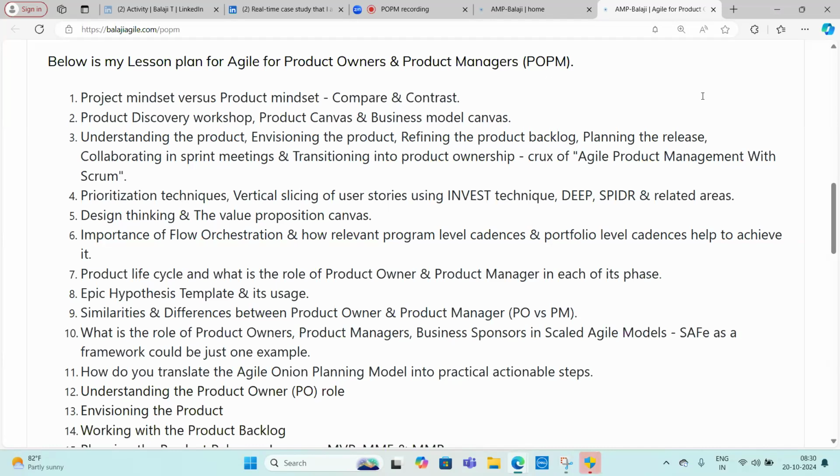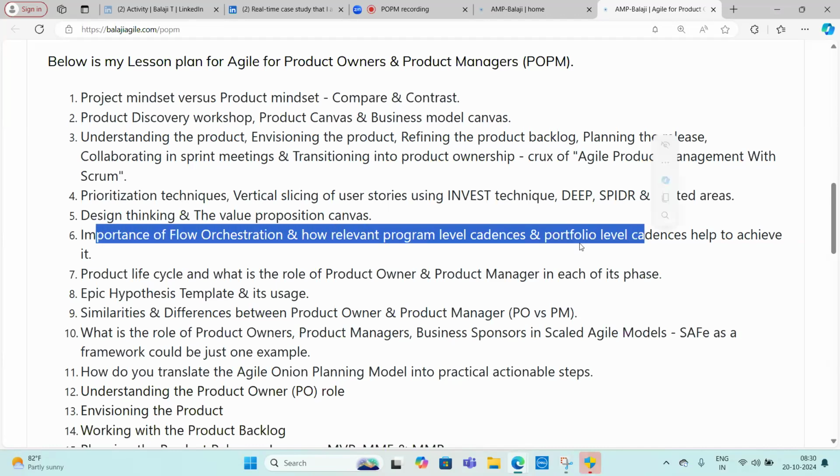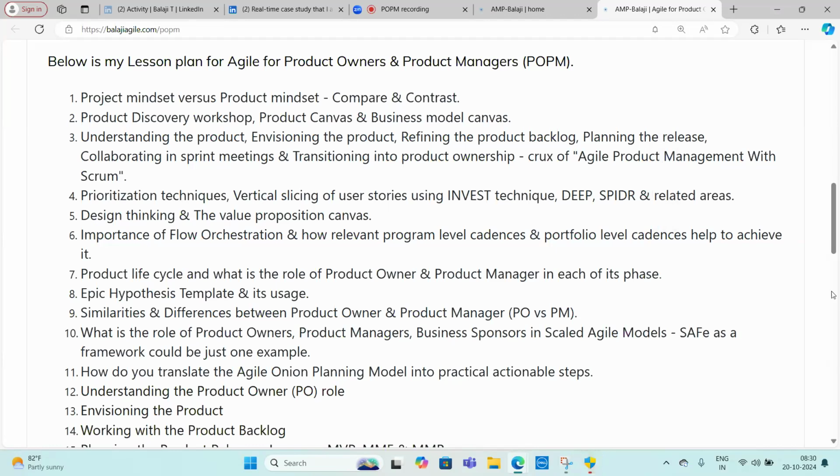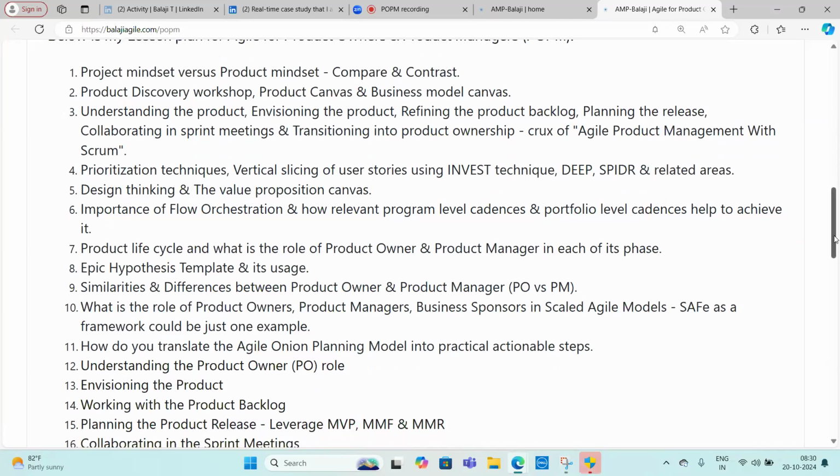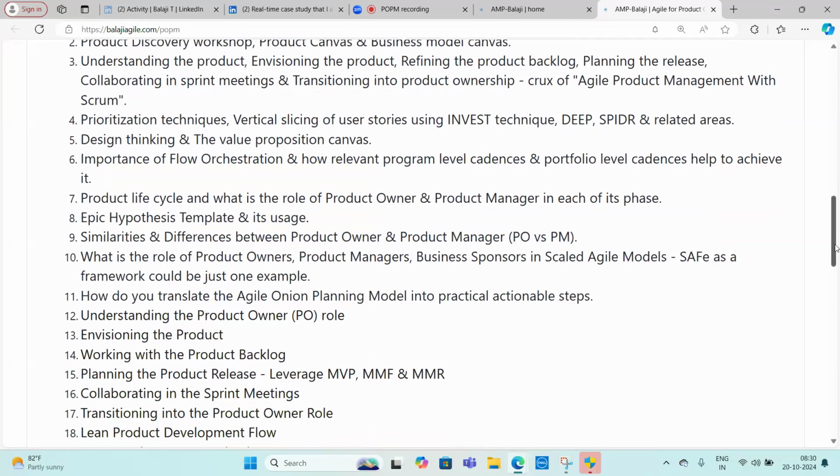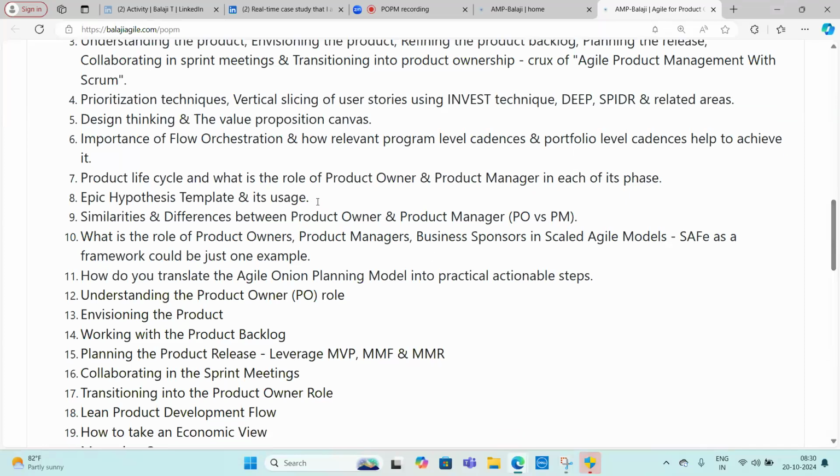So you need to know multiple things: how to conduct a product discovery workshop, how to improve the entire flow orchestration, and how to create contextual program-level cadences and portfolio-level cadences. What are all the things you can derive from the epic hypothesis template?